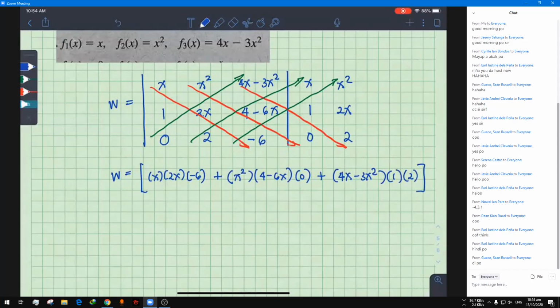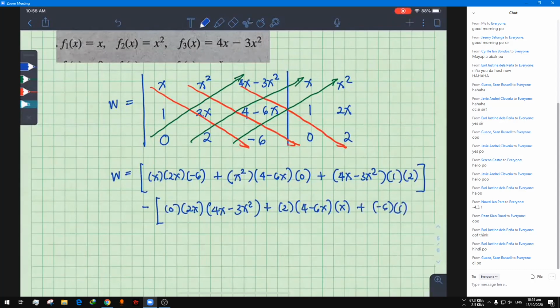So downward lahat yun, no? So tapos minus upward lahat. So we'll have 0 times 2x times 4x minus 3x squared. Tapos plus 2 times 4 minus 6x times x. Then plus negative 6 times 1 times x squared.